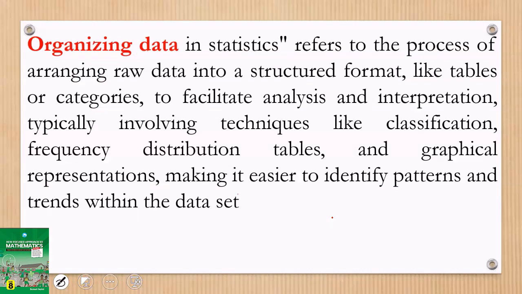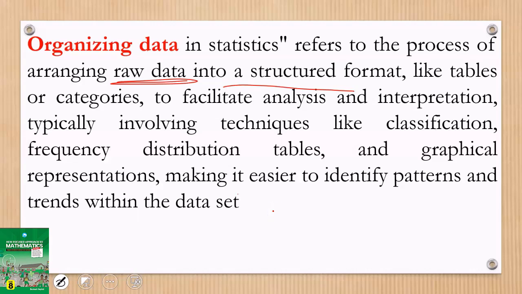When we talk of organization of data in statistics, it refers to the process of arranging raw data. That means the data that you took directly from the field, you arrange it into a structured format, like using tables or categories to facilitate analysis and interpretation. It involves classification, frequency distribution tables, graphical representation, and so on, making it easier to identify patterns and trends within the data set so you can make informed decisions with it.